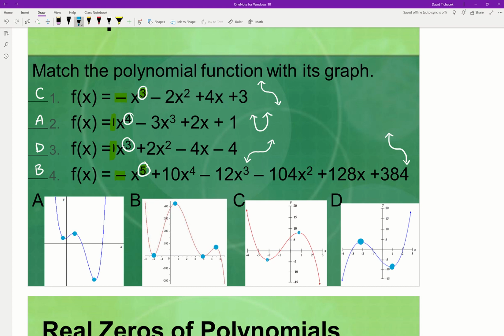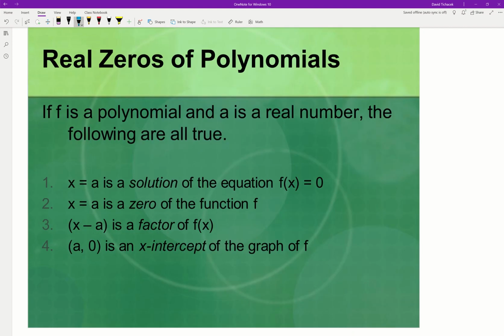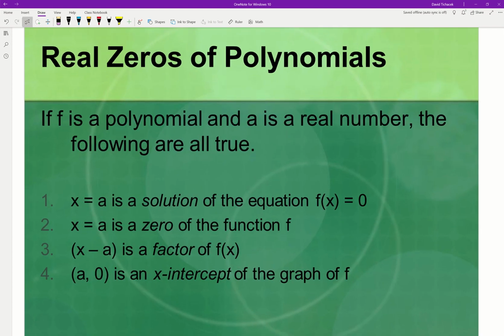Okay, so again, equipped only with the number of turning points and the end behavior, you can go ahead and answer questions like these where you're matching up the function to its graph. Now let's talk about the real zeros of a polynomial. Later on, whenever we get to sketching the graph, we need to keep in mind the turning points and the end behavior, but we also need to know where we cross the axes. The zeros of a polynomial correspond to x-intercepts on the graph, which will tell us where we cross the x-axis, and so we need to be able to find those.